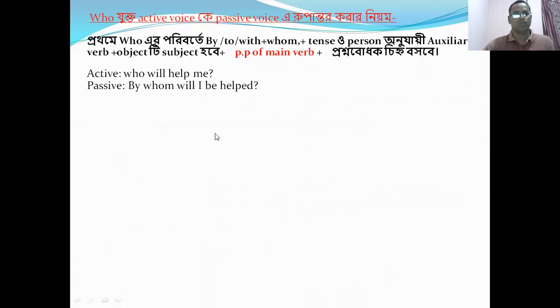Let's see, if we get who in active voice, then the passive will be like this. Who will help me? By whom will I be helped? If we get who, we have to use this structure. First, instead of who, we use by whom, then according to the tense and subject we use the auxiliary verb and the verb. Then the object will be the subject. Let's see an example: by whom will I be helped?